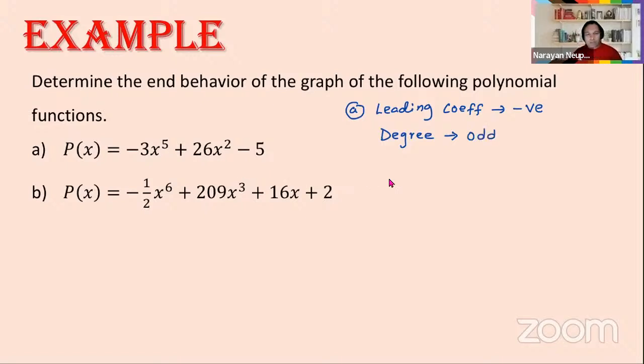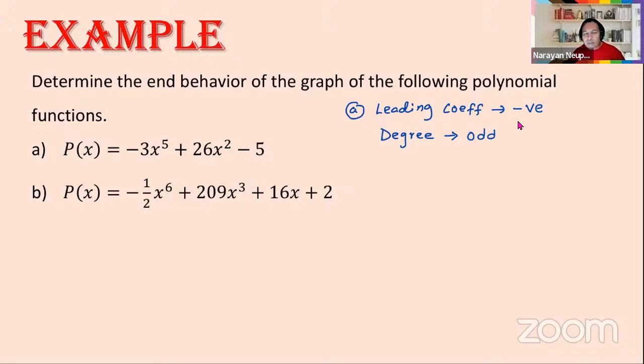So we look at two things. We look at the leading coefficient, to find whether it is positive or negative. And then we look at the degree, whether it is even or odd. In this case, it is odd. If the degree is odd, always remember that one end of the graph will go up, whereas the other end will go down. So there will be two directions there.